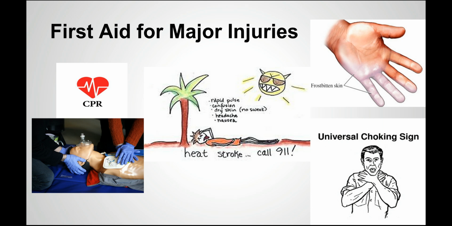The final major emergency we are going to discuss is choking. As you can see from the picture, the universal sign for choking are hands over the neck. When this happens, encourage the person to keep coughing. Oftentimes, they will cough the object up on their own. If not, they may become unconscious. When this happens, call 911 immediately.